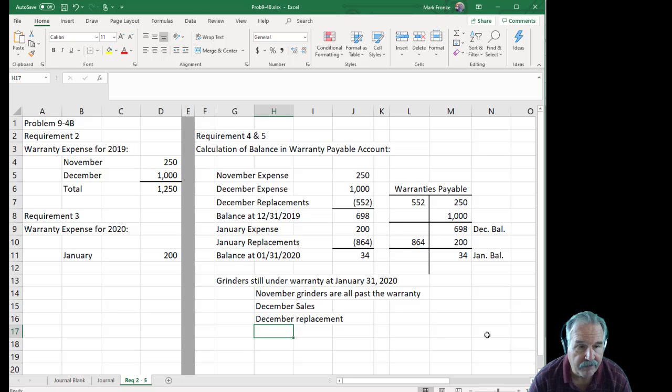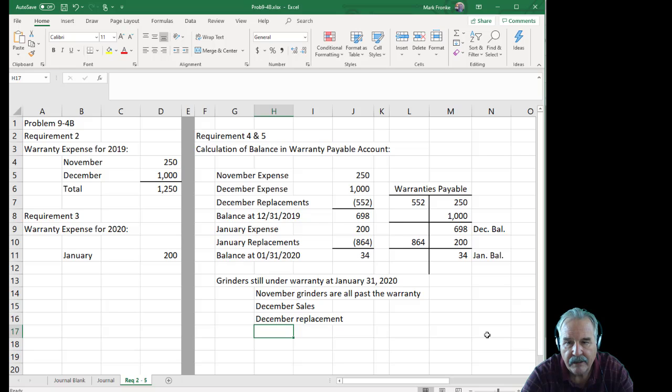And then for requirement 3, they're asking us what was the warranty expense for the new year in January, and it was only $200 because we only sold $2,000 worth of the grinders. So then I've prepared a T account of the warranties payable account. The warranties payable account is a liability account. Of course, that's what this chapter is all about, liabilities. Anything with the word payable is going to be a liability.